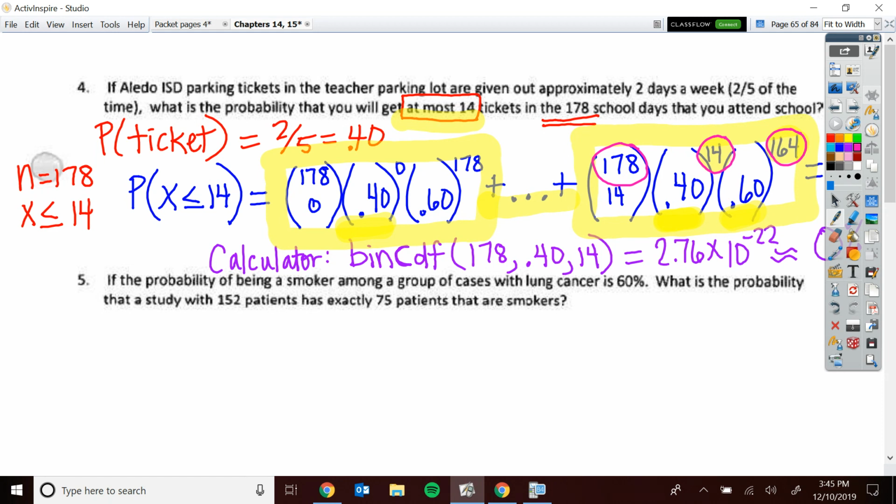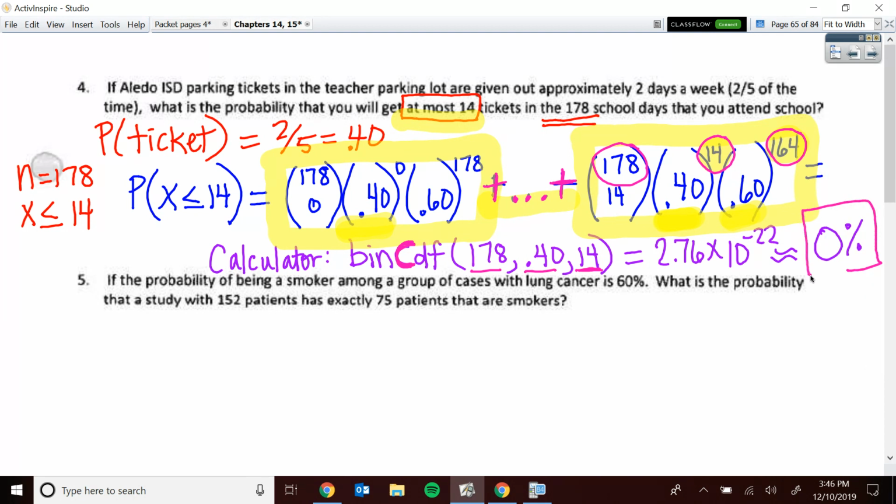All right, now I need to accumulate. I got my plus dot, dot, dot. I'm collecting 0 up to 14 successes, so I'm accumulating. So I'm doing binomial CDF, 14 out of 178, 0.40. Oh my goodness. So there's basically a 0% chance, if you park in the teacher's parking lot and they check 40% of the time, that you're going to get at most 14 tickets. You're going to get way more than 14 tickets. That's the probability. All right, try the next one.